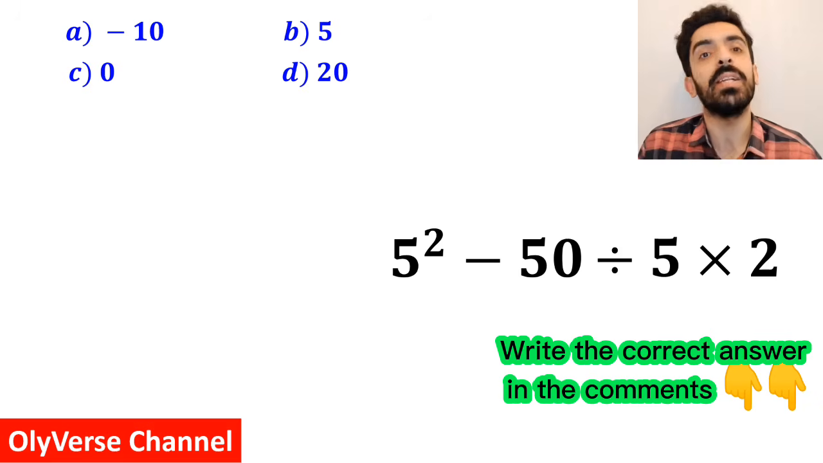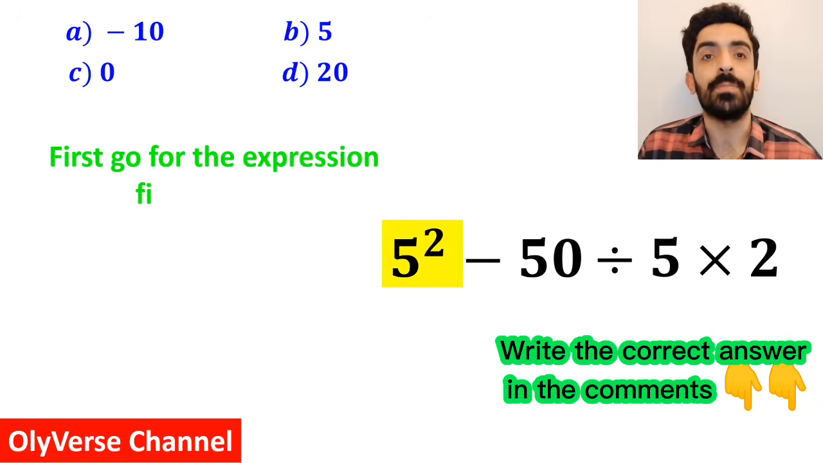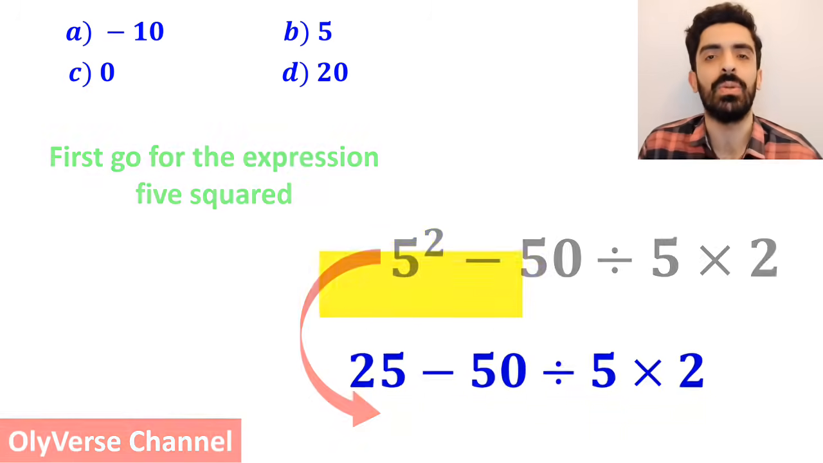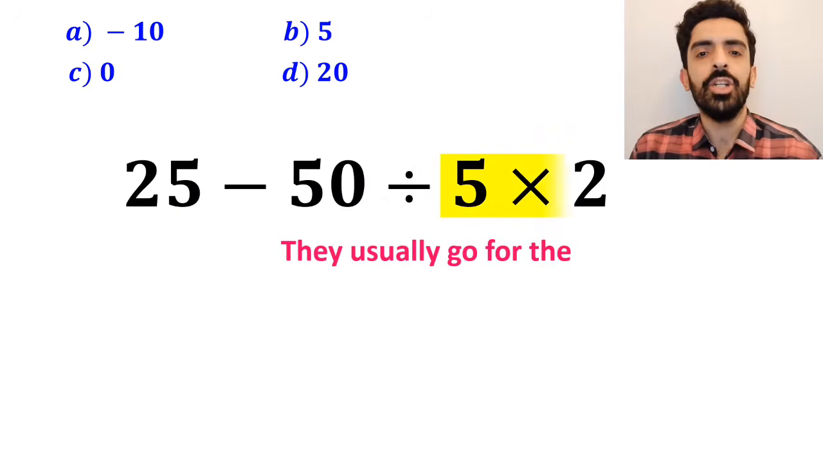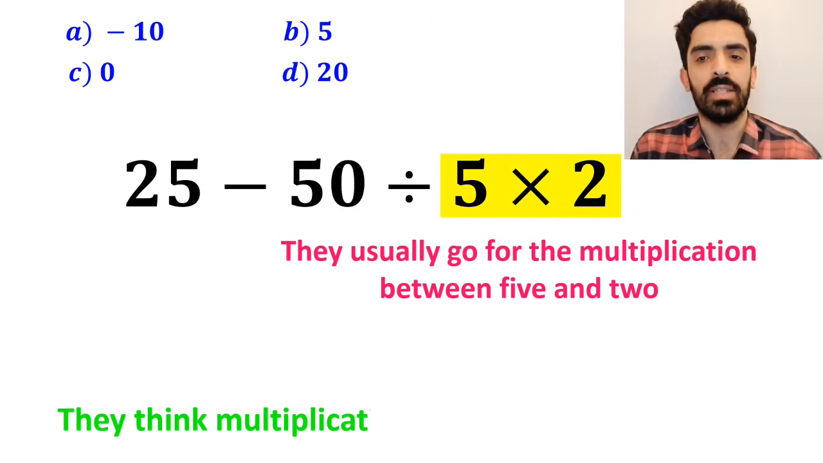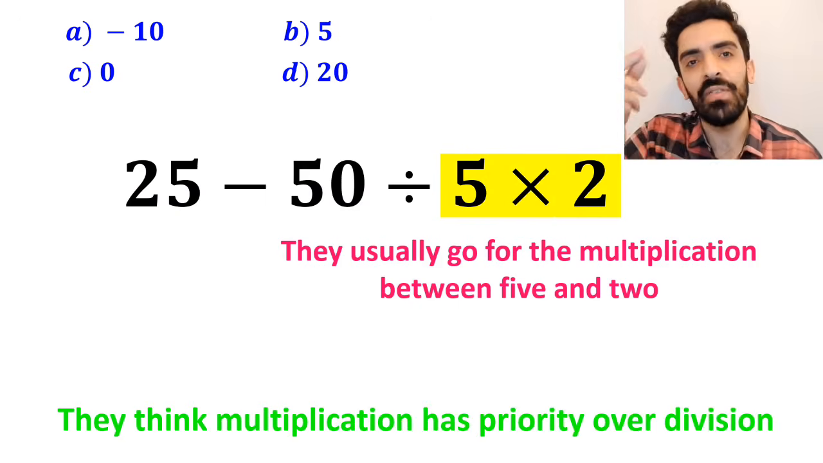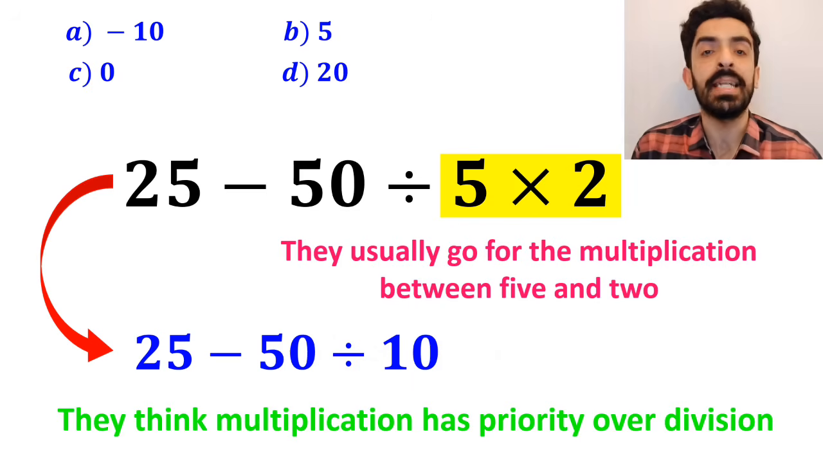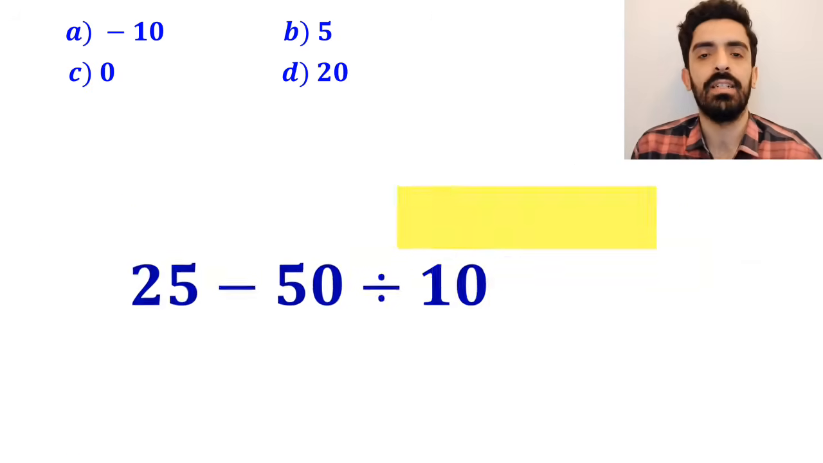Also, some other people when solving this question first go for the expression 5 squared, and they simplify it to 25 minus 50 divided by 5 multiplied by 2. And the next step, they usually go for the multiplication between 5 and 2 because they think multiplication has priority over division. So, they rewrite this expression as 25 minus 50 divided by 10.